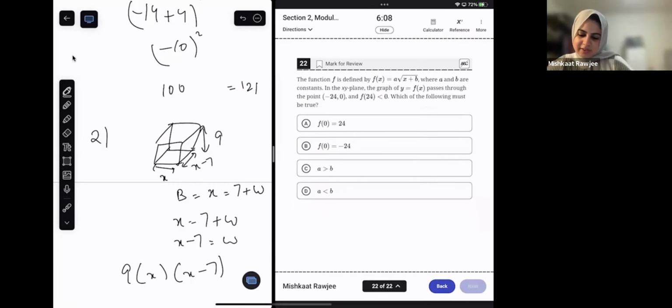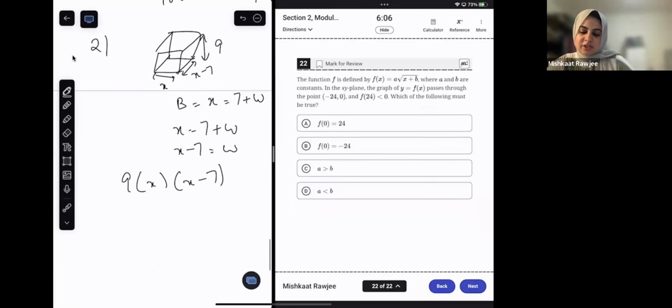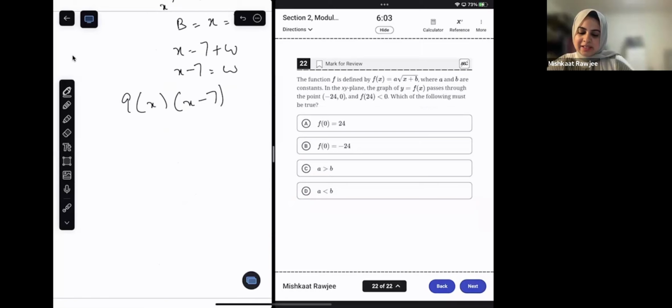Last one on the test here. The function is defined by this. The graph of y equals f of x passes through the point negative 24, 0. So our x-intercept is negative 24, 0. And f of 24 is less than 0. Which of the following must be true? This is a little bit tricky. The graph passes through the point, so this point satisfies the equation here.